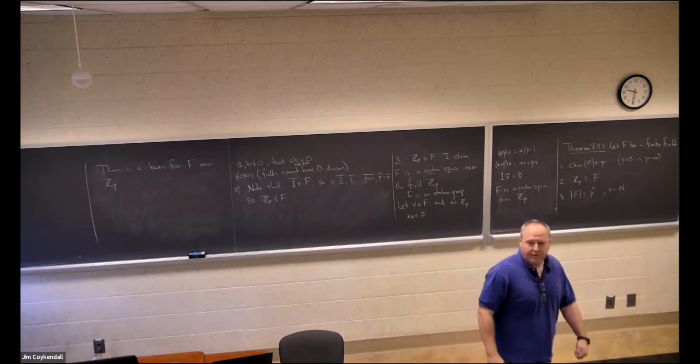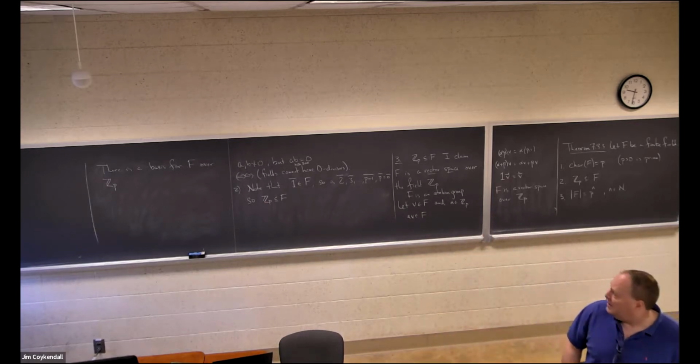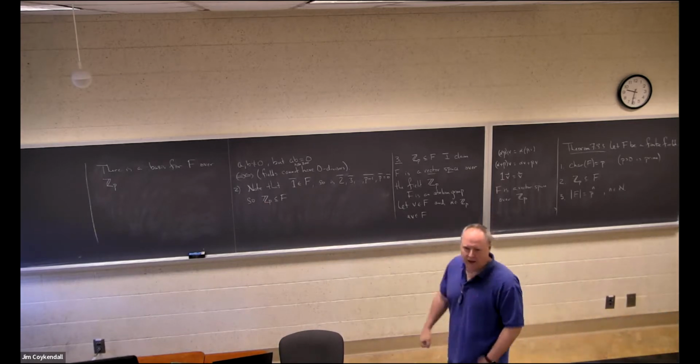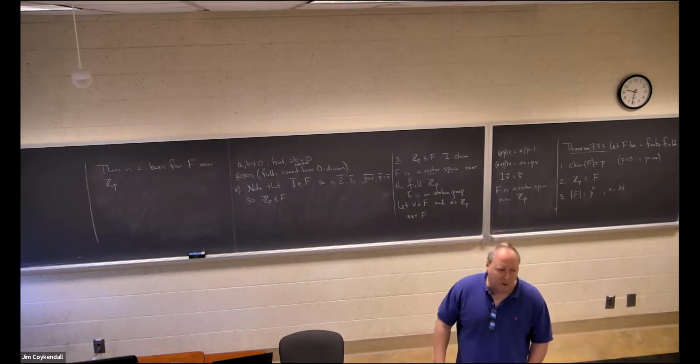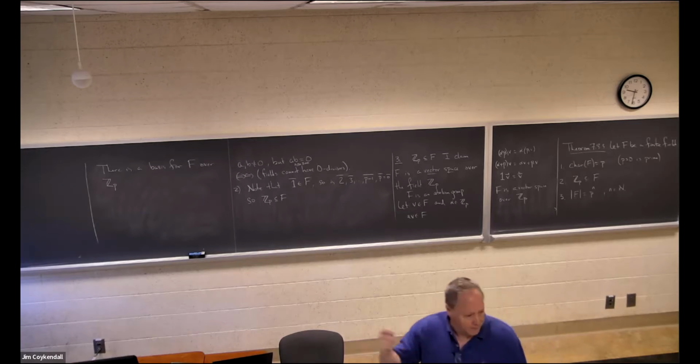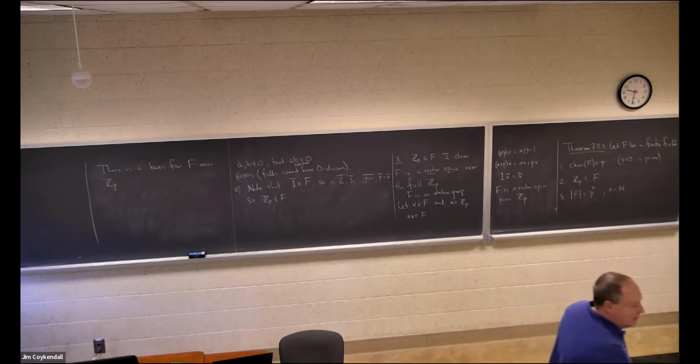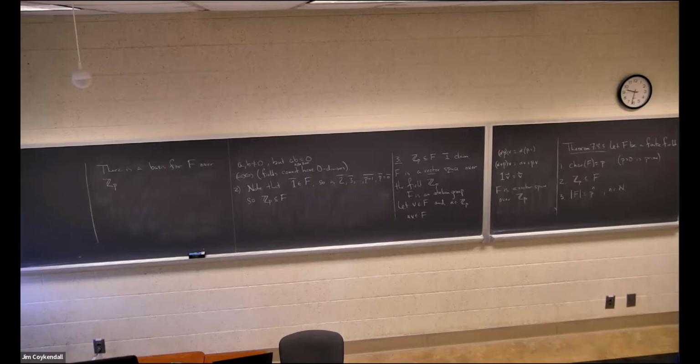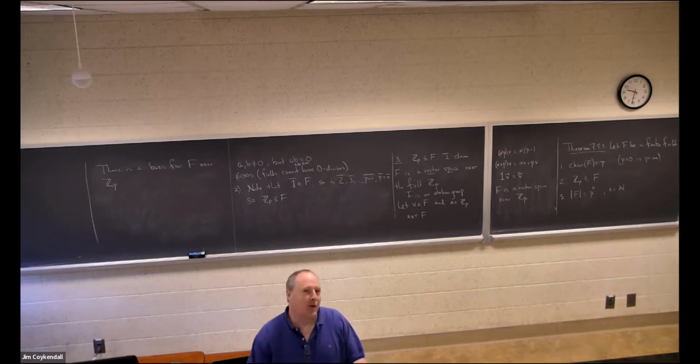I'll go you one step further. My basis has to be finite. Can anybody tell me why I know for a fact that my basis for F, my basis elements, is only going to be finitely many of them? 3110, everybody. Remember, a basis is a linearly independent set that spans it, right?